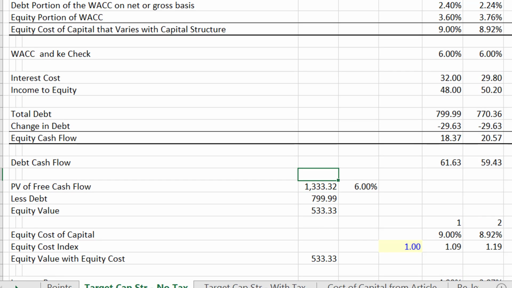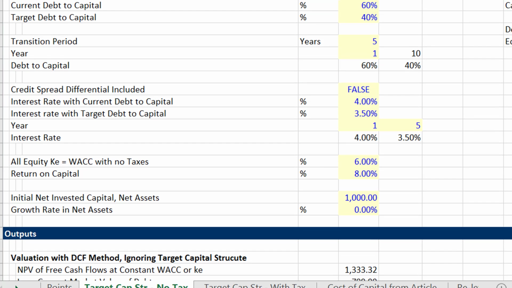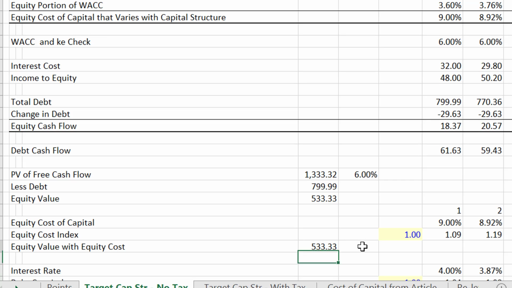Okay, tiny bit embarrassing because I changed the cost of capital, and I should have discounted the economic value of the assets at our all equity cost of capital. So I'm going to just use this rate, okay? And then I'm going to fix it over here, all right? And when you do that, you get the total value of the company, okay, and the total value of the equity cash flow.